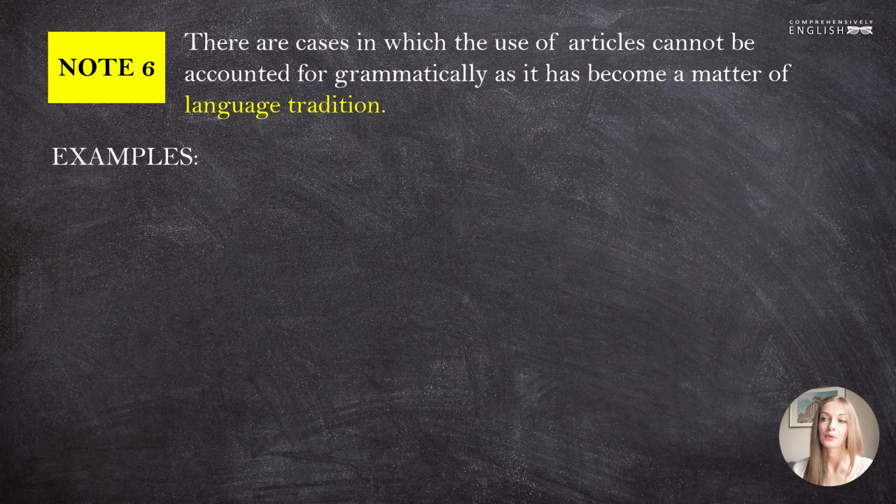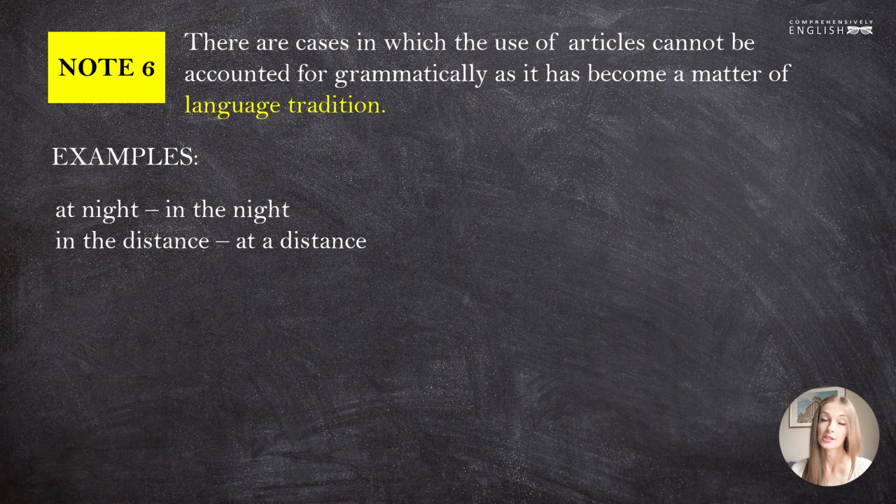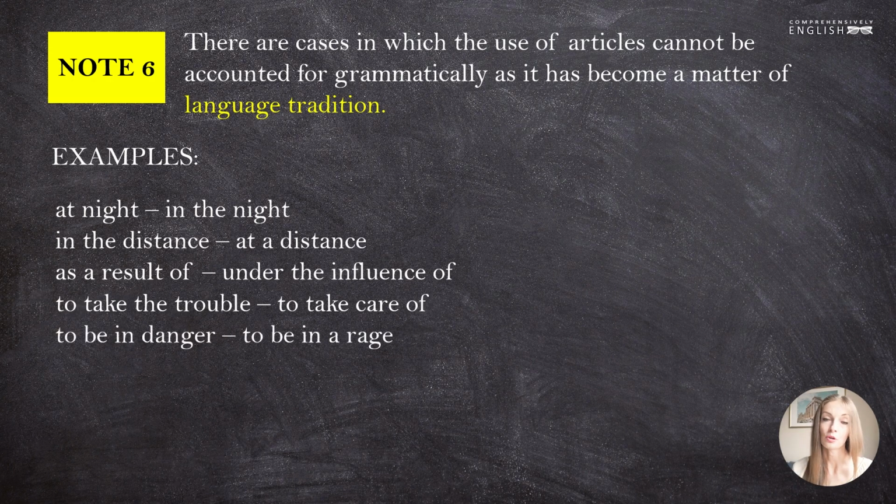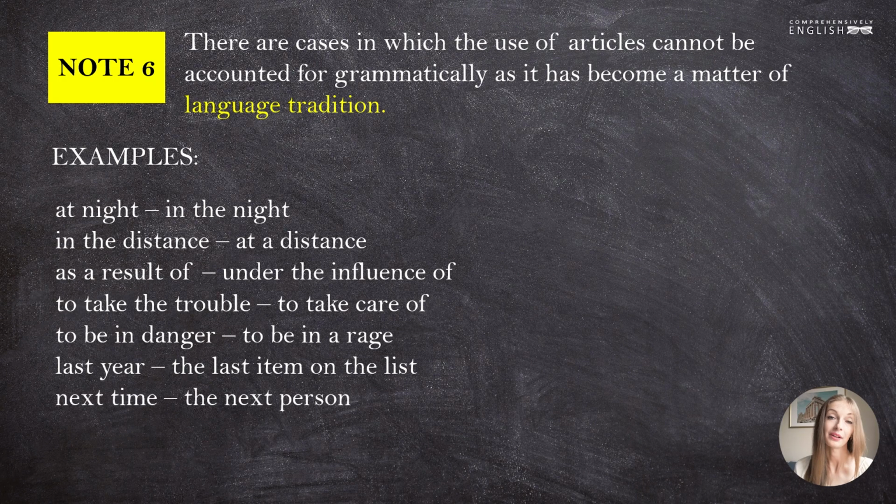For example, we say at night but in the night, in the distance but at a distance, as a result of but under the influence of, to take the trouble but to take care of, to be in danger but to be in a rage, last year but the last item on the list, next time but the next person, and so on. This traditional use of articles is associated with other cases as well.